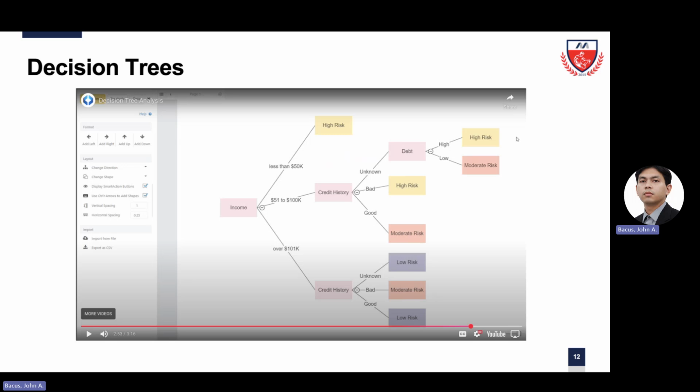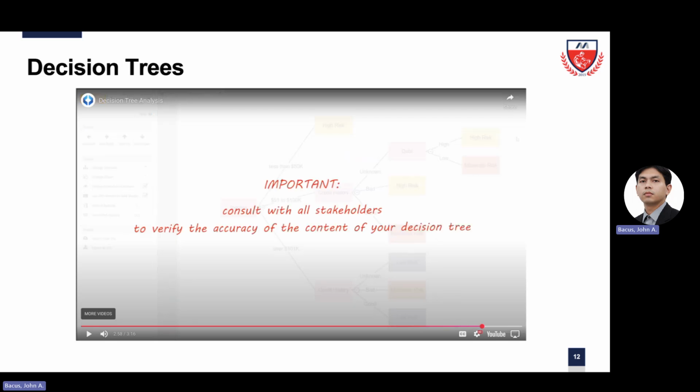So you have to consult the stakeholders, as mentioned here, to verify the accuracy of the content of your decision tree. For example, you're going to have a project on finance. Of course, we are not accountants, we are not business people, so we have to be able to consult with the experts, especially on medical diagnosis, right?